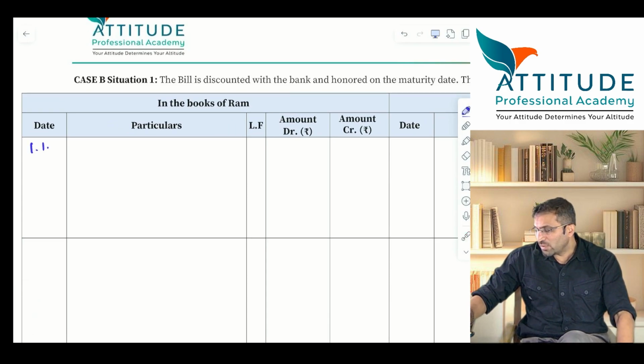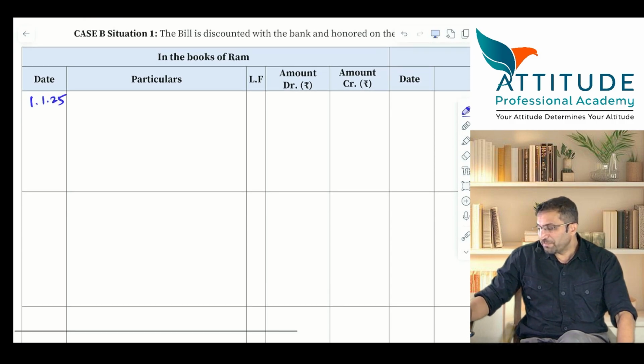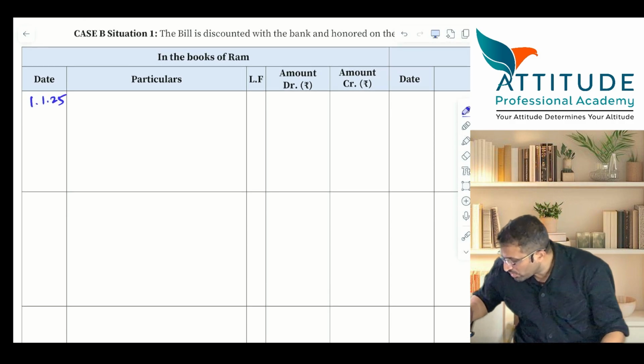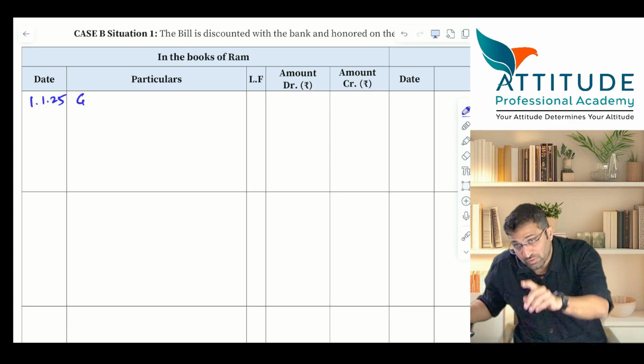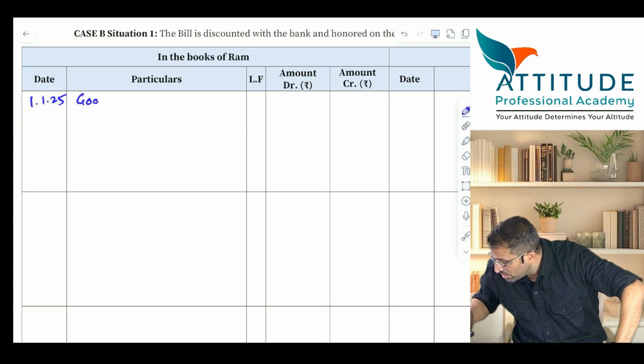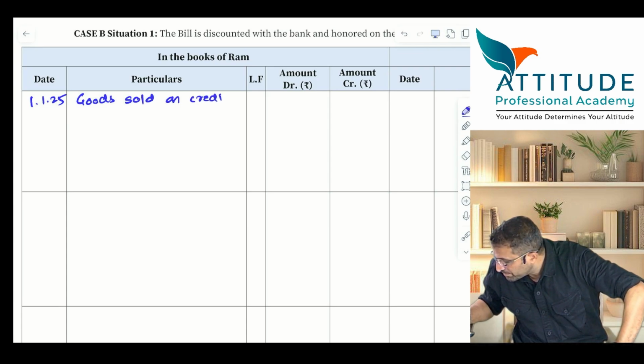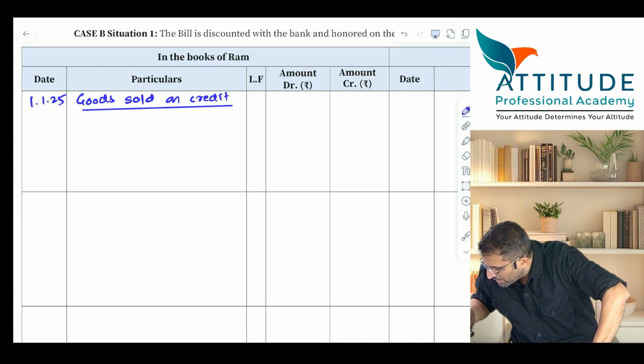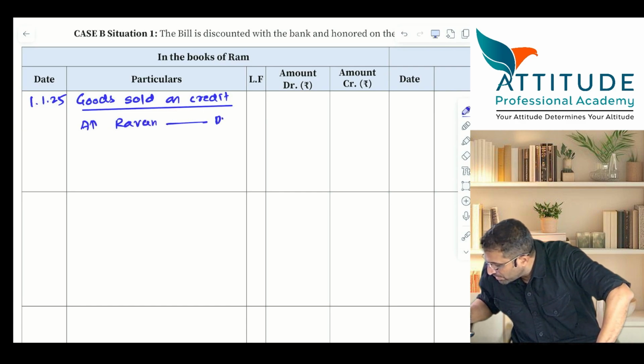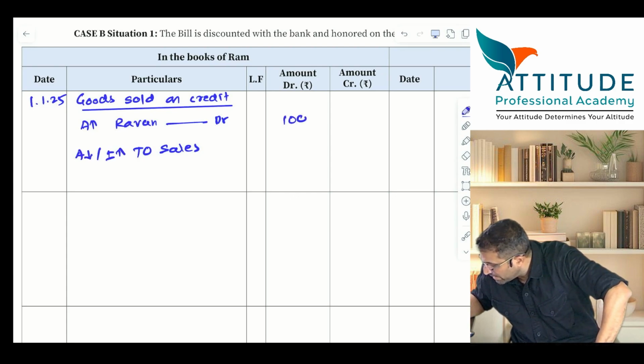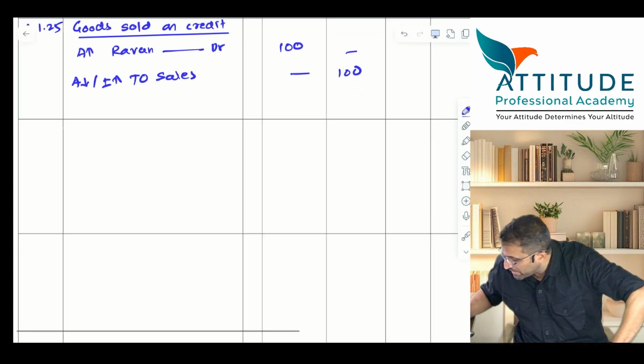Date 1/1/2025. Same thing again. Tell me. You are Ram now. From your angle, goods sold on credit. Very good. Tell me the entry. Asset increases, Ravan account debit to sales. Asset reduces or income increases. 100, 100. Correct?